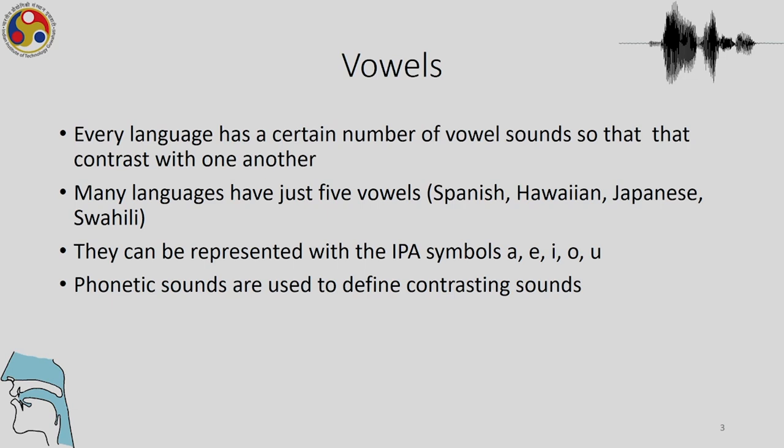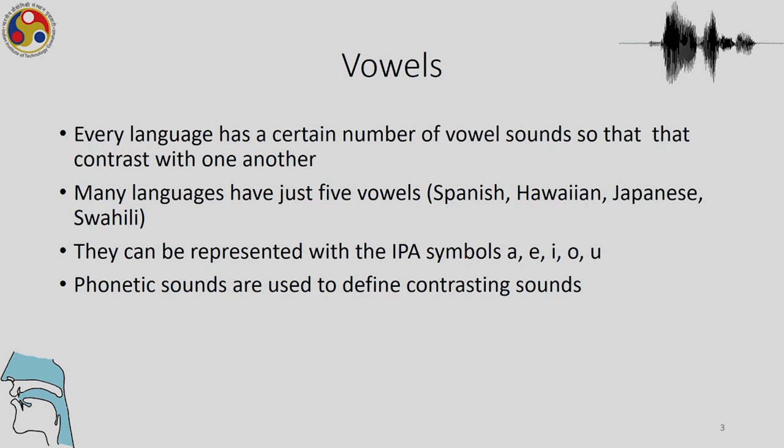However, there may be differences in the number of vowels in different languages. For instance, it's very common for languages to have only five vowels. We have given some examples here: Spanish, Hawaiian, Japanese, Swahili, for instance, but not restricted to them. There may be many languages where we have only five vowels.